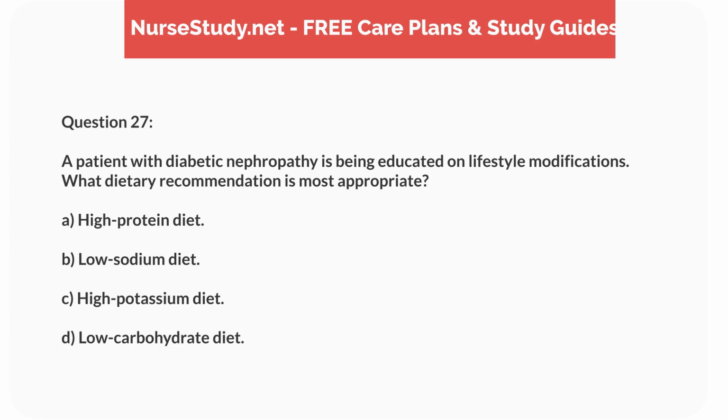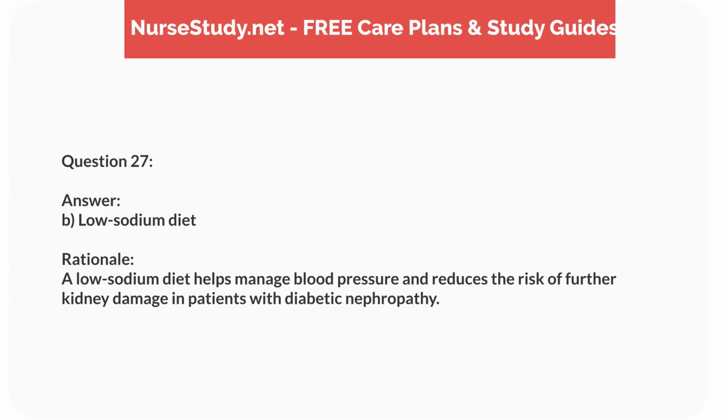Question 27. A patient with diabetic nephropathy is being educated on lifestyle modifications. What dietary recommendation is most appropriate? A. High protein diet. B. Low sodium diet. C. High potassium diet. D. Low carbohydrate diet. Answer: B. Low sodium diet. Rationale: a low sodium diet helps manage blood pressure and reduces the risk of further kidney damage in patients with diabetic nephropathy.